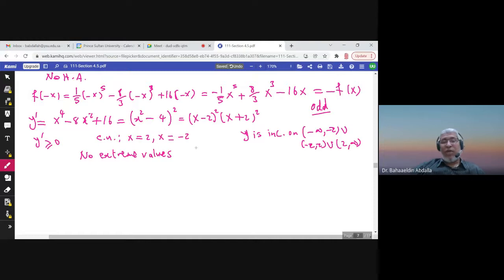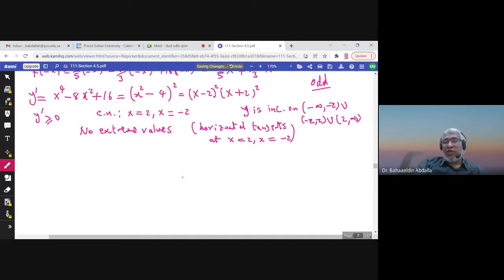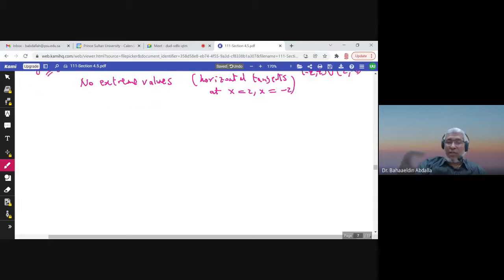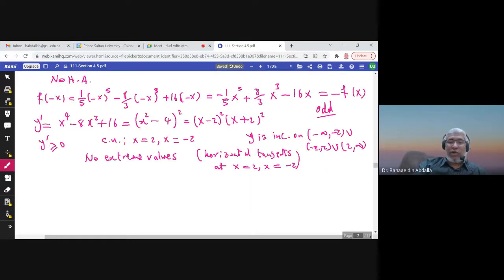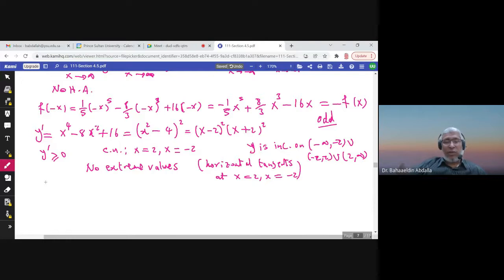And this means that we have horizontal tangent lines at x equals 2 and x equals negative 2, because the derivative is 0. So the slope of the line there is 0. So no extremes, but let us find these points, negative 2 and f of negative 2, and 2 and f of 2.